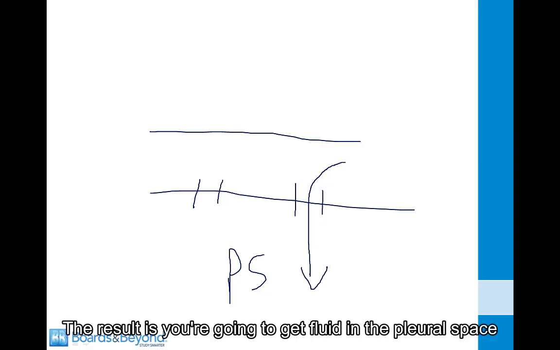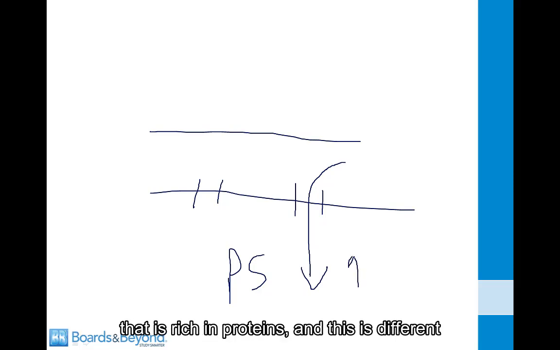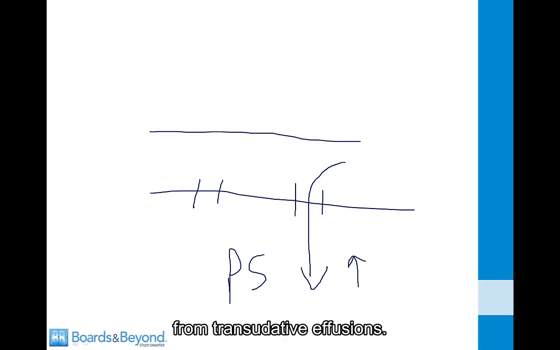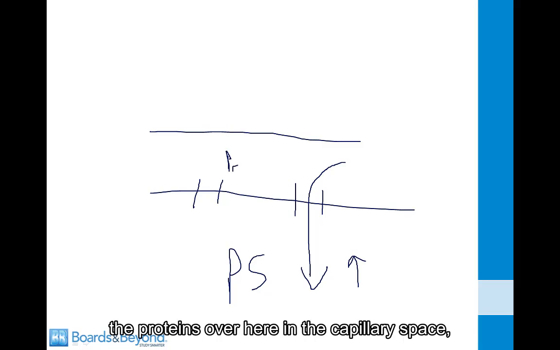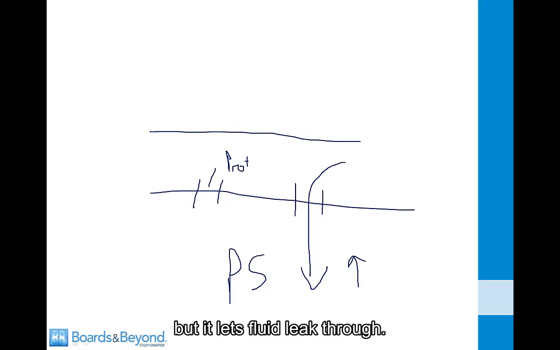The result is you're going to get fluid in the pleural space that is rich in proteins. And this is different from transudative effusions. In transudative effusions, the capillary holds the proteins over here in the capillary space, but it lets fluid leak through. It's different in exudative effusions.